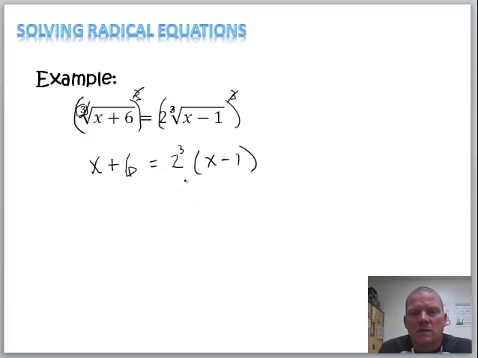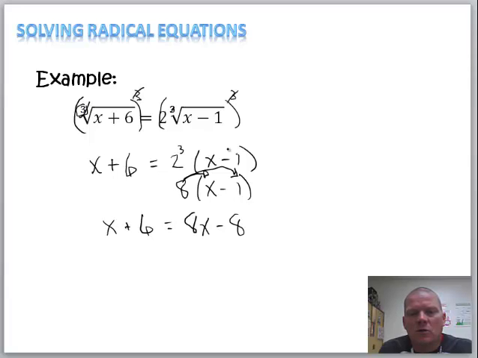2 cubed is 8. 2 times 2 is 4, times 2 is 8, and then I still have the x minus 1. And then I'll distribute that, and I get 8x minus 8, and I get x plus 6 over here. And then I'm just going to do the third step, which is just to solve this thing. So I'm going to get all my x's on the left, so I'll subtract 8x from both sides, those cancel, and I get negative 7x plus 6 equals negative 8.